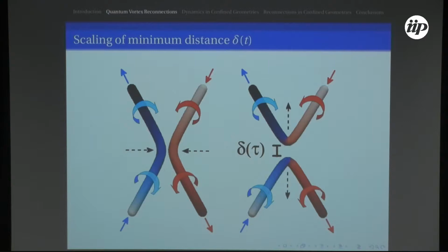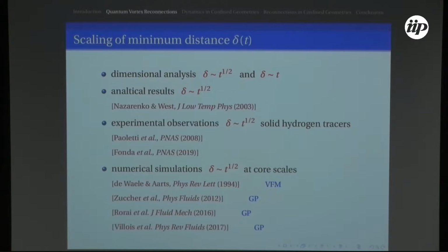The topic is how, during evolution, the minimum distance between vortex strands scales with time. Why? Because this can be measured also in other systems, so there is some seek of universality. There have been a lot of works on dimensional analysis, analytical results by Sergei and Robert West, experimental observation remembered this morning by Pauletti, a recent paper by Fonda and Srinivasan, and some numerical simulations with different methods. I think we can now agree that on small scales, comparable to the vortex core where the density goes to zero, there is in quantum vortex reconnection a universal scaling, which is t to the half.